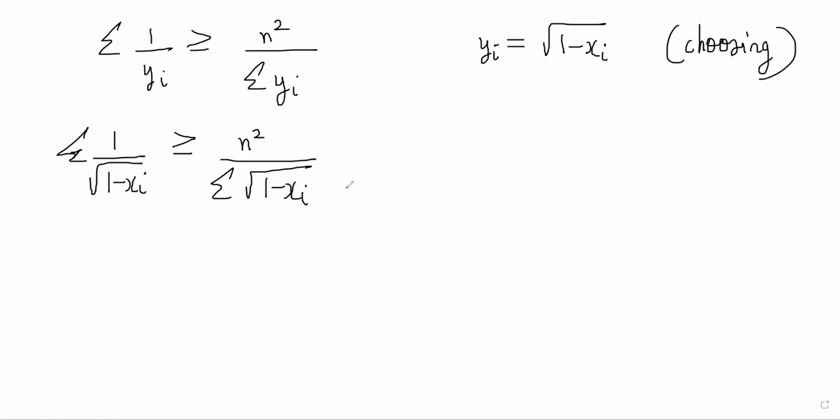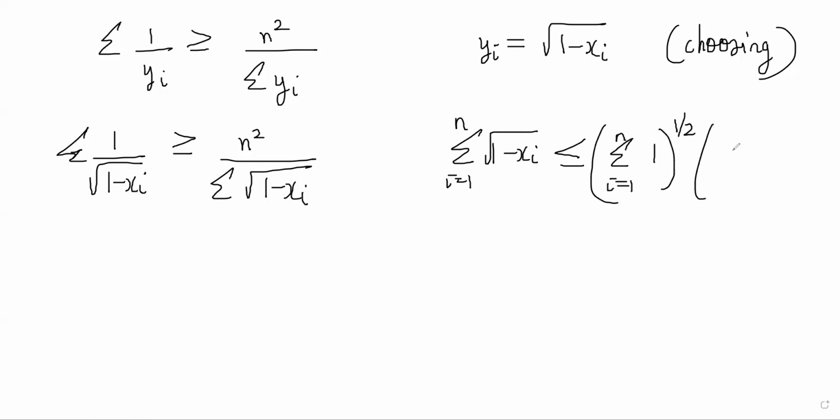We have this. Now, we will work with the Cauchy inequality. And we'll say summation of i goes from 1 to n root 1 minus xi is less than or equal to summation of i goes from 1 to n 1 whole to the power half, and summation of i goes from 1 to n 1 minus xi whole to the power half.